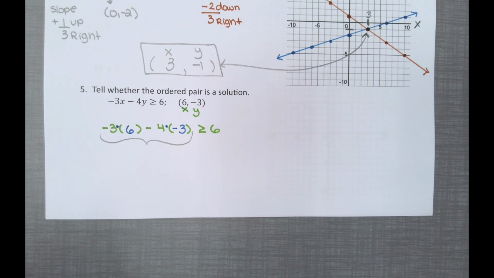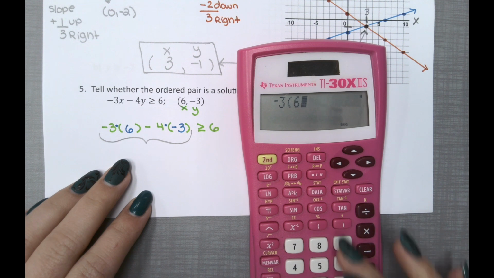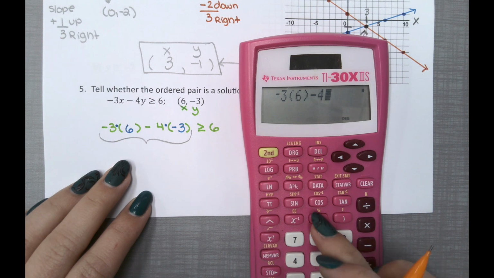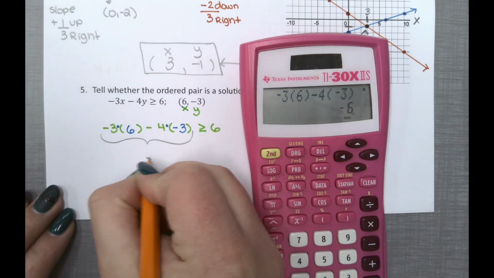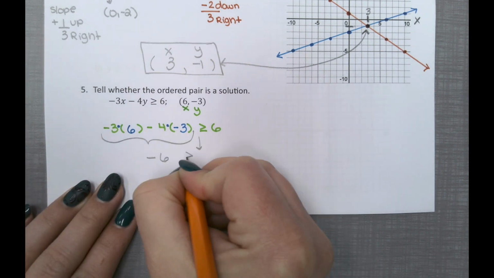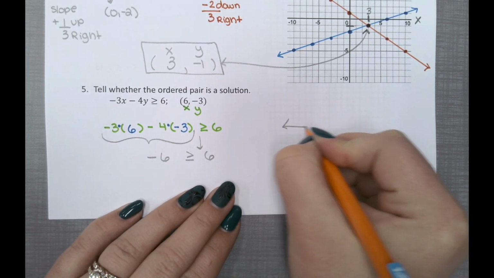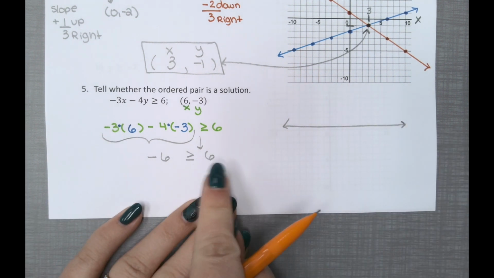So we have a -3, open, 6, close, minus. Now make sure you're using the minus on the right-hand side, not a negative. 4, open, negative is down at the bottom, 3, close it. So we have a -6. So we're going to bring down -6, bring down our greater than or equal to, and 6. So this is asking, is -6 greater than 6? Or is -6 equal to 6?